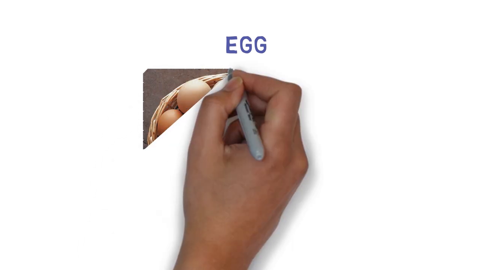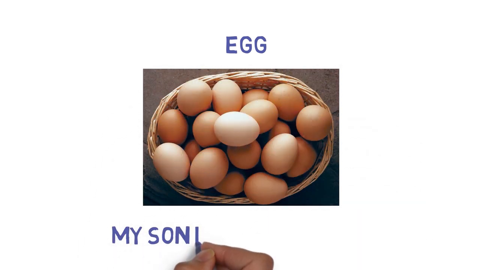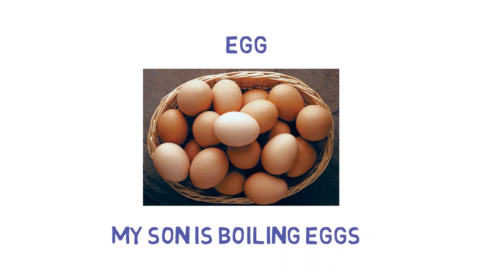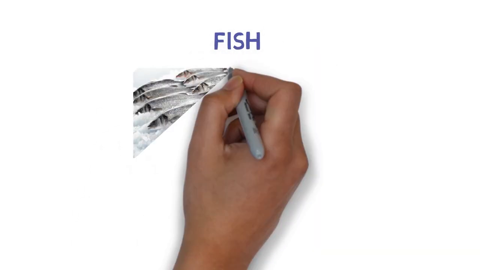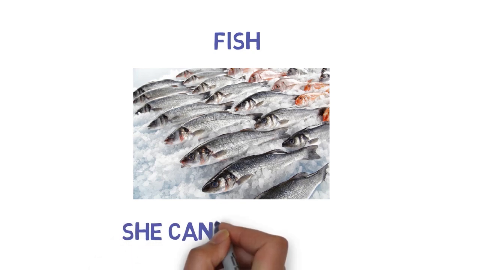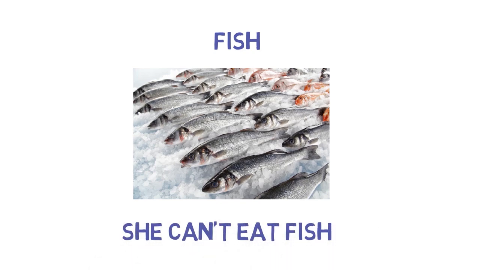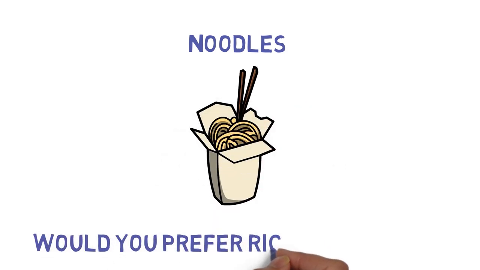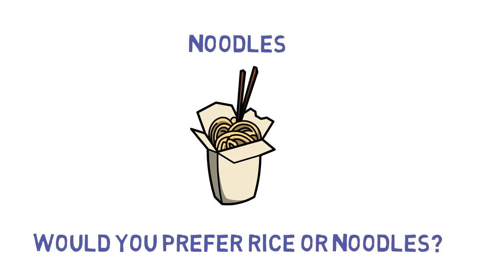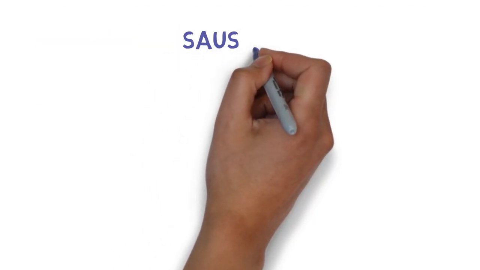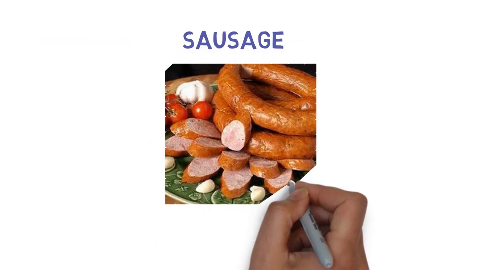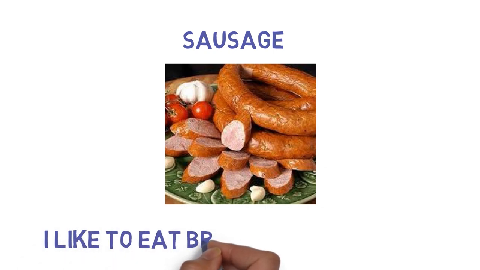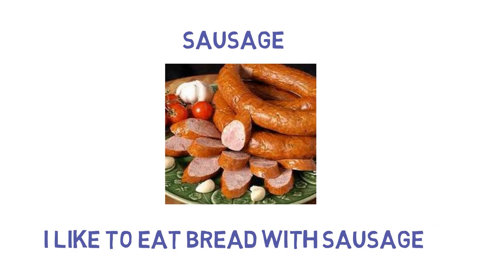Egg. My son is boiling eggs. Fish. She can't eat fish. Noodles. Would you prefer rice or noodles? Sausage. I like to eat bread with sausage.